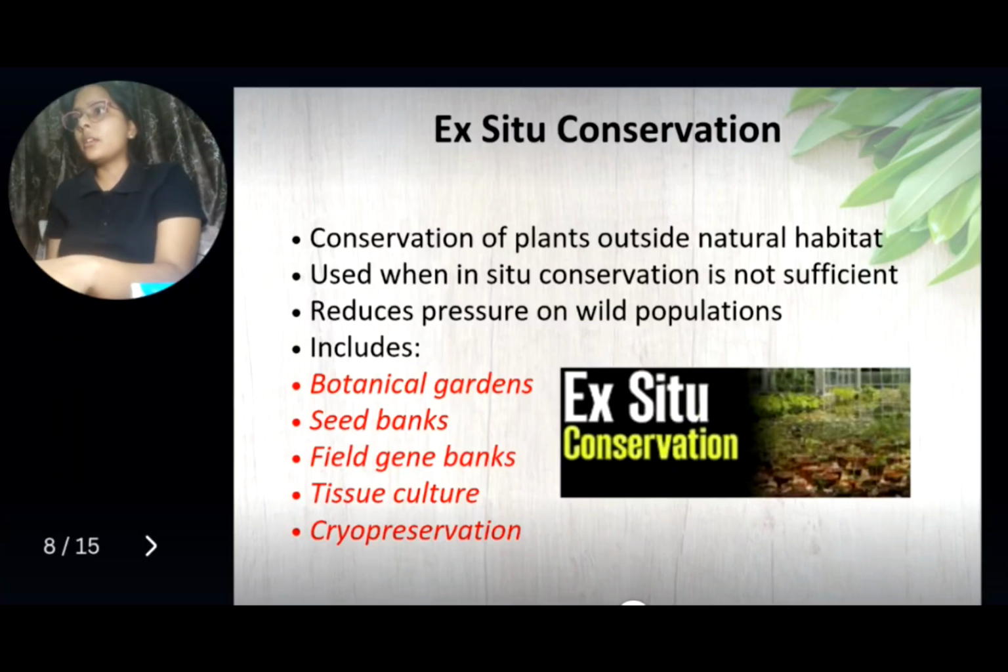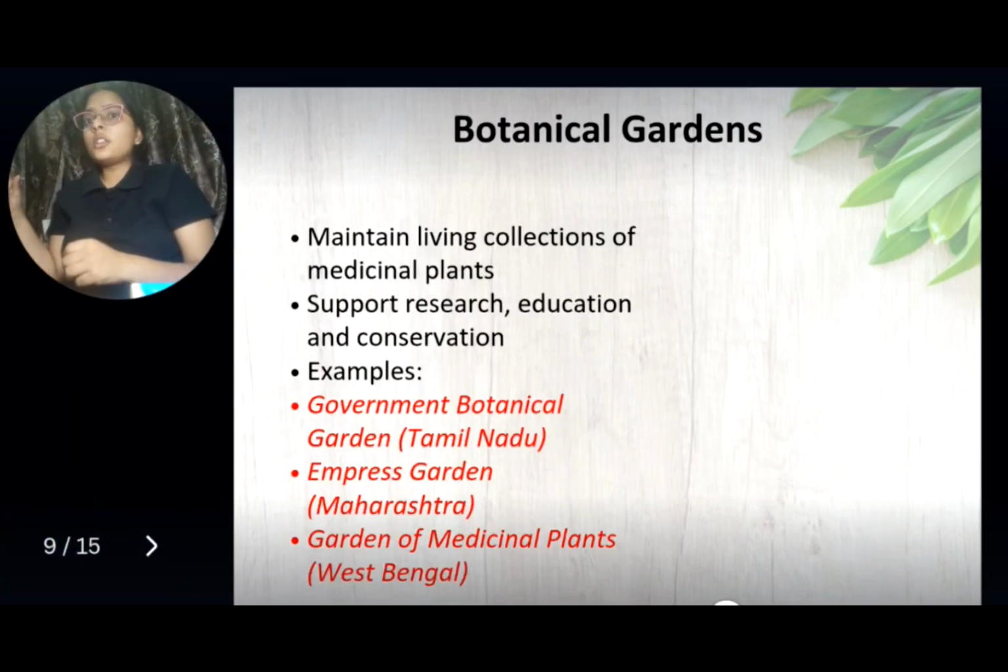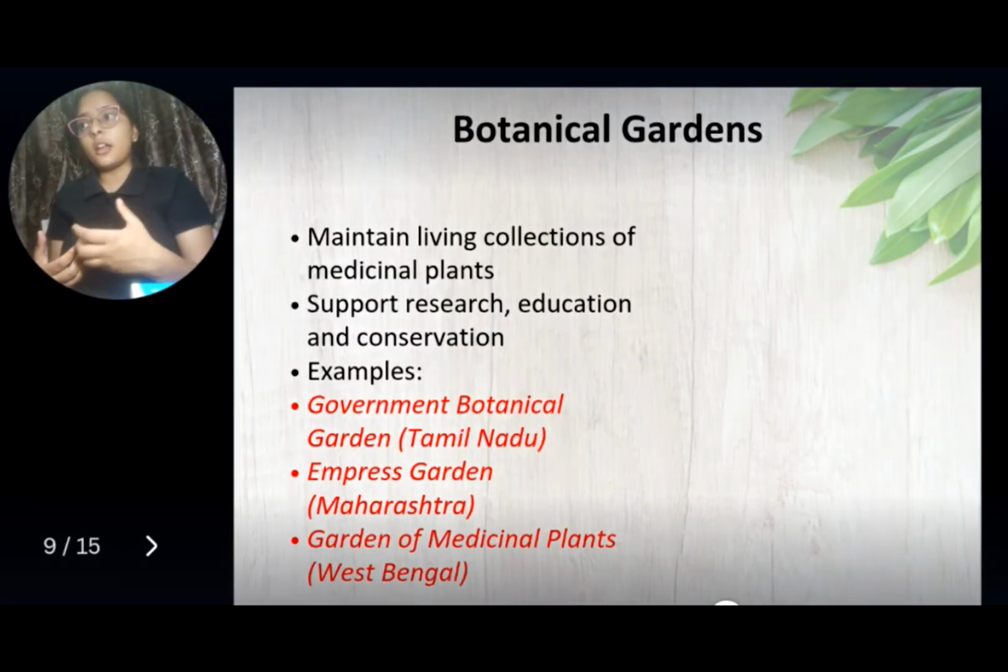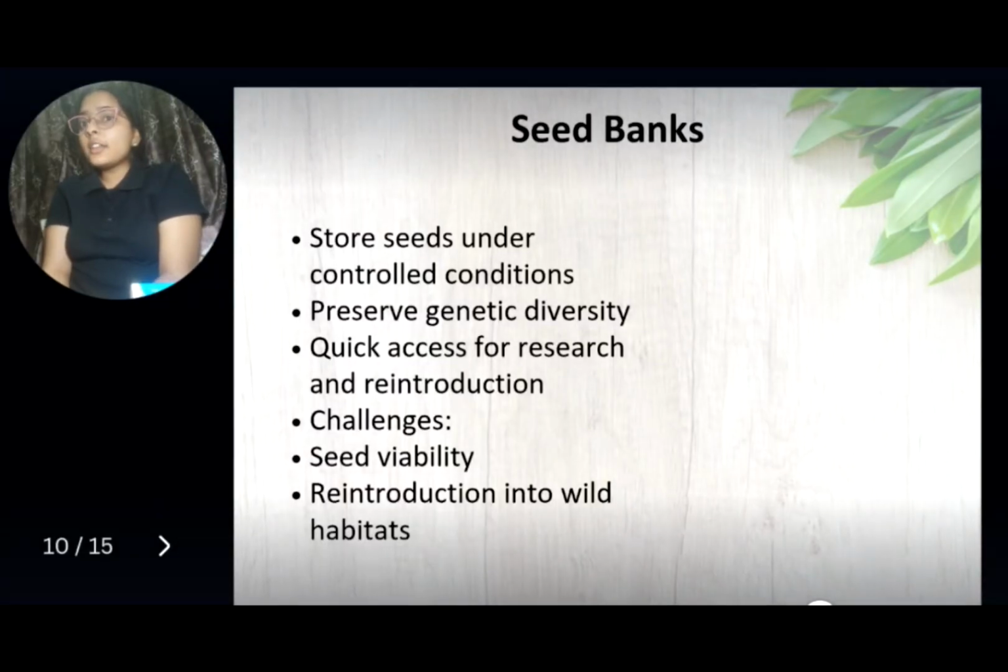Next is botanical gardens. What are they? They maintain collections of medicinal plants. They support research, education, and conservation. What are the examples? Government botanical gardens in Tamil Nadu, Empress Garden in Maharashtra, Garden of Medicinal Plants in West Bengal.